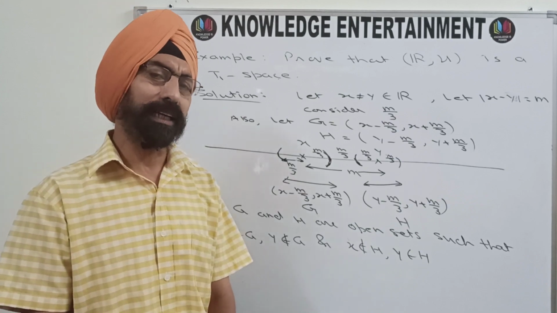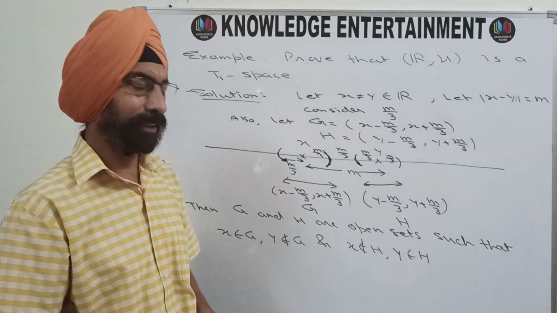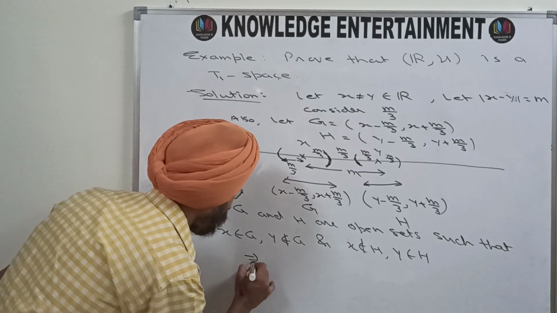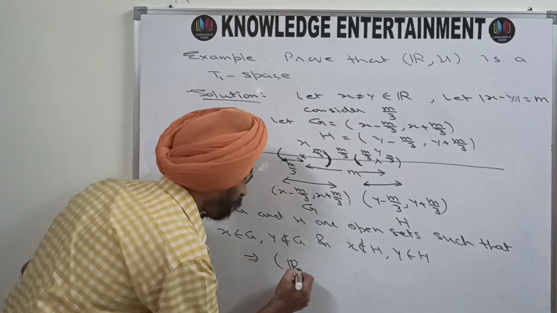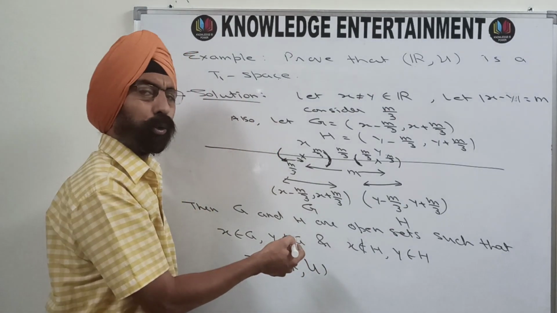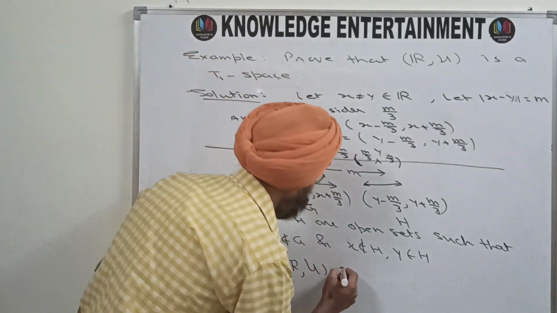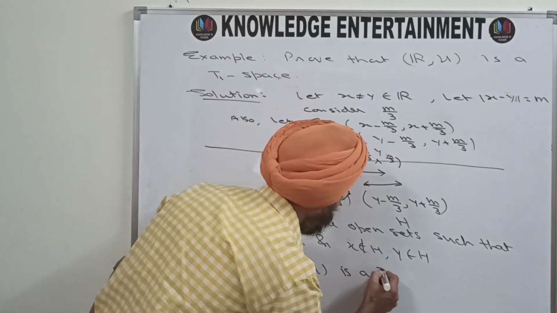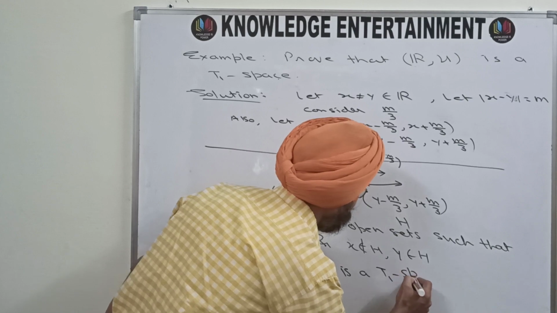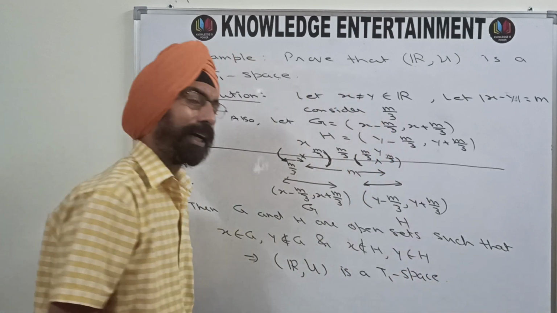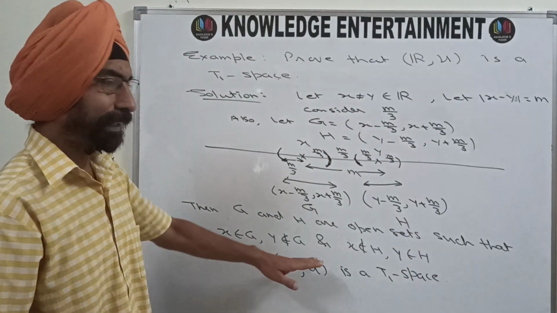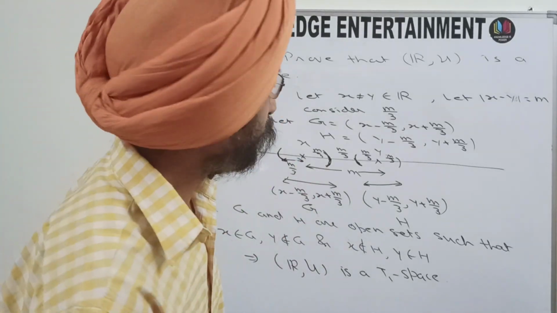and that is the condition required to make a topological space T1. So this proves that your R, the set of real numbers with usual topology, that means the distance topology, is a T1 space. So your RU is a T1 space is being proved.